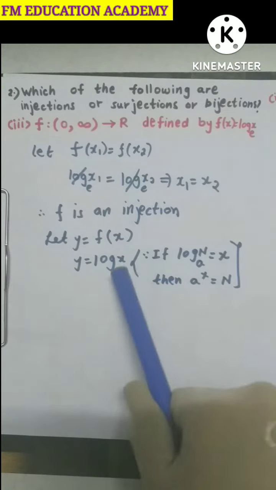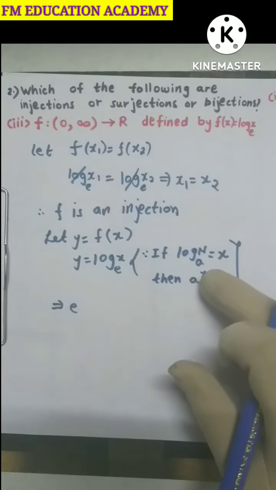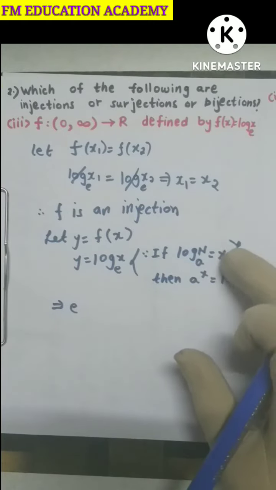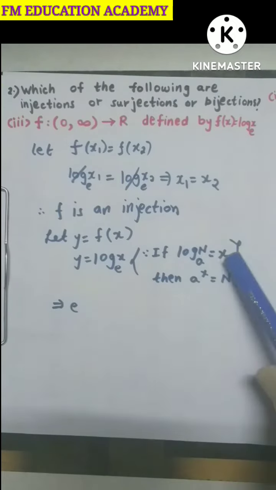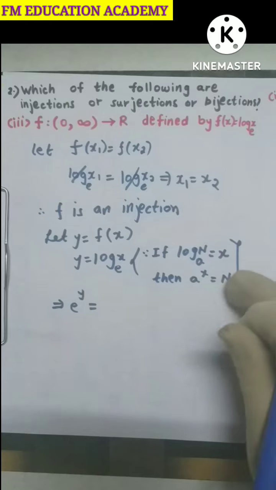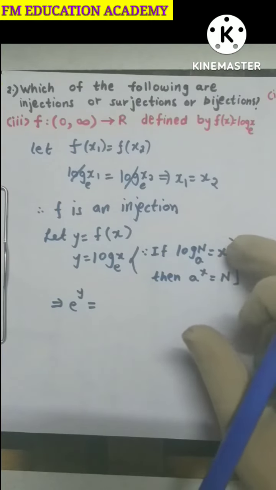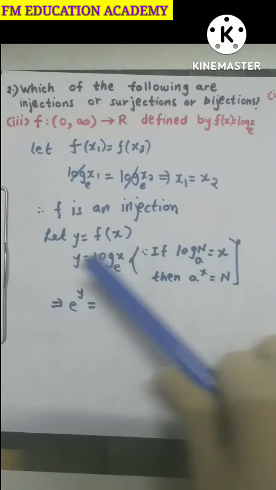So compare, what is a here? A is e. So e, what is x here if you compare? X here is y. Okay, we are comparing this with this. X here is y. So e power y is equal to n. What is n if you compare here? Log n to the base e means log x to the base e. X is equal to y.